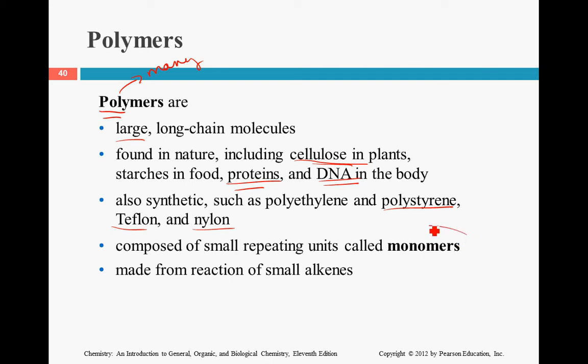They are made of monomers. Notice polymers, monomers. Mono means one. So this is one segment of the polymer. These are what are actually being repeated in the polymer. And the reactions of alkenes, which is the unsaturated double bonds that we were talking about throughout the chapter.